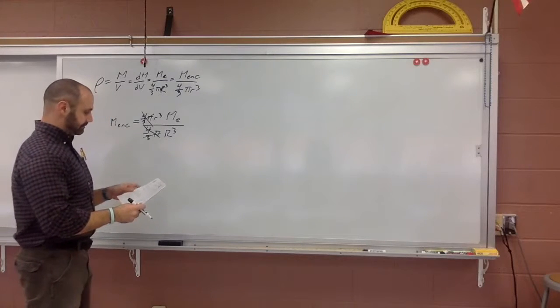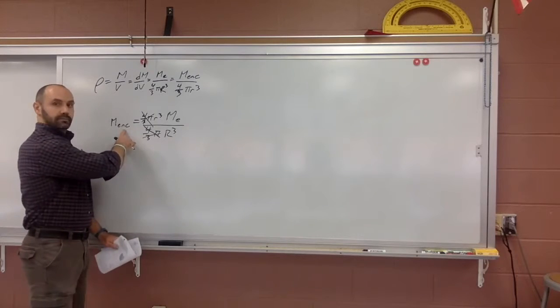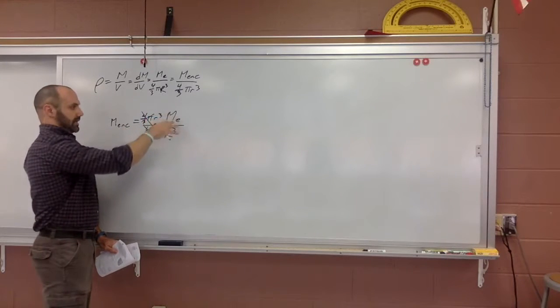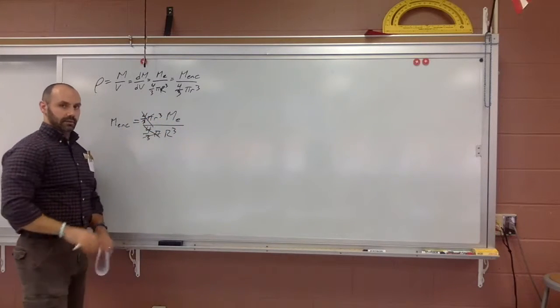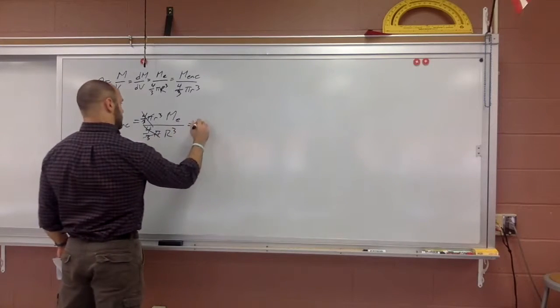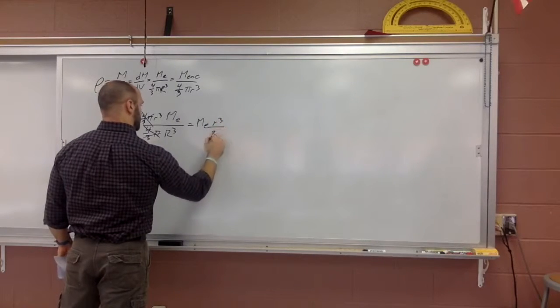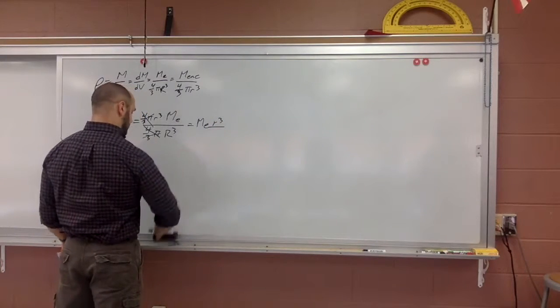And so now we have the enclosed mass as a function of the mass of the Earth and the ratio of the cubes of the radii. So this is the mass of the Earth, little r cubed over big R cubed.